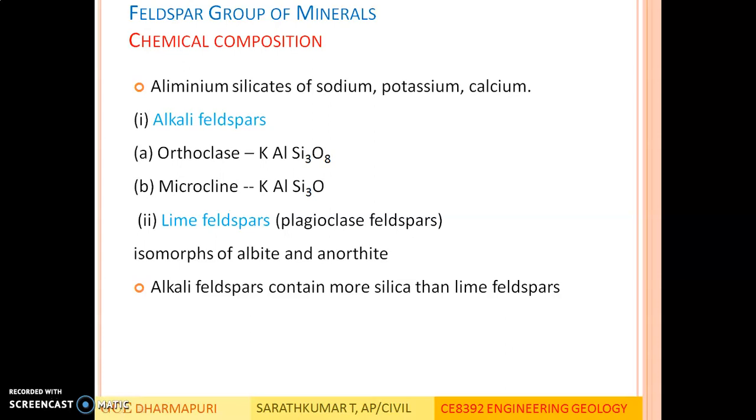As we have already seen, there are two types of feldspar groups, alkali feldspars and lime feldspars. In alkali feldspars, we have two types, orthoclase and microcline. As we discussed, these two have the same chemical composition but different atomic structure. One crystallizes in the orthorhombic system and the other in the monoclinic system. So both will have different physical and optical properties. In lime feldspars, also called plagioclase feldspars, isomorphism exists between albite and anorthite. These alkali feldspars contain more silica than the lime feldspars.